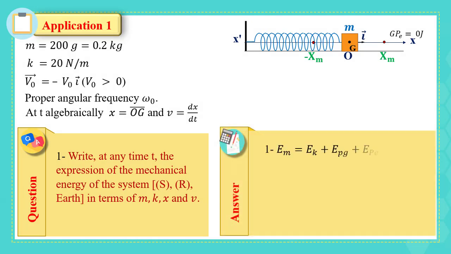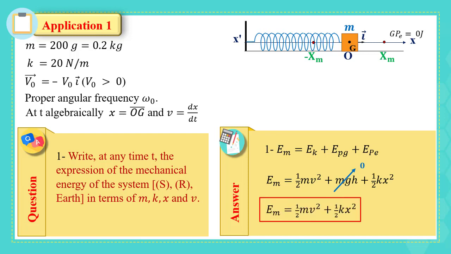The mechanical energy is the sum of the kinetic energy, the gravitational potential energy, and the elastic potential energy. But the gravitational potential energy reference level passes through the center of mass of the solid S. So the gravitational potential energy is 0, thus the mechanical energy is just half mv squared plus half kx squared.